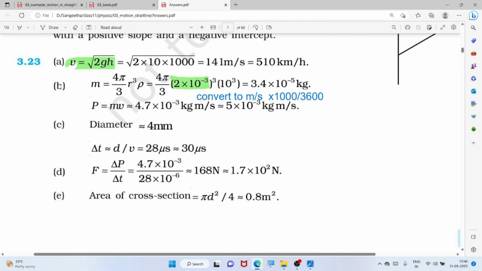Okay, so they are using this formula, which is one of the kinematic equations: v squared equals initial velocity squared plus 2ax. So v equals the square root, and since the initial velocity is 0, the equation becomes like this. You can go through the conversion from meters per second to kilometers per hour. We are converting 1 kilometer to 1000 meters, and 3600 seconds is 1 hour.